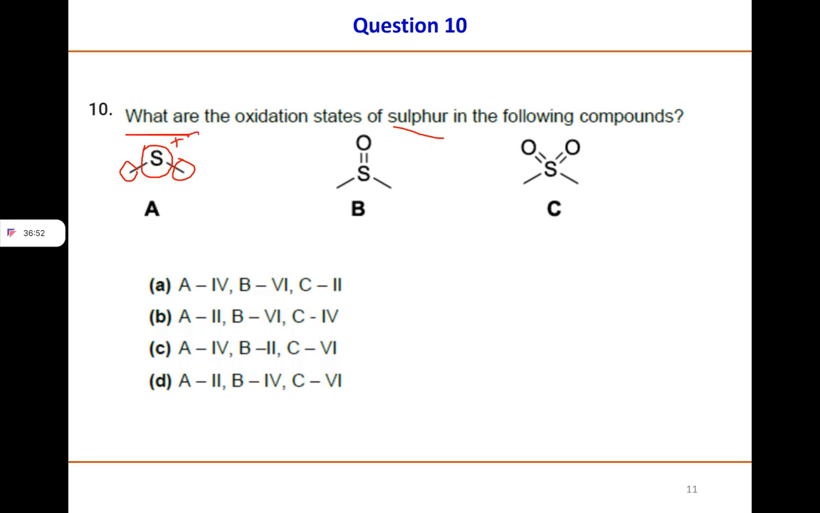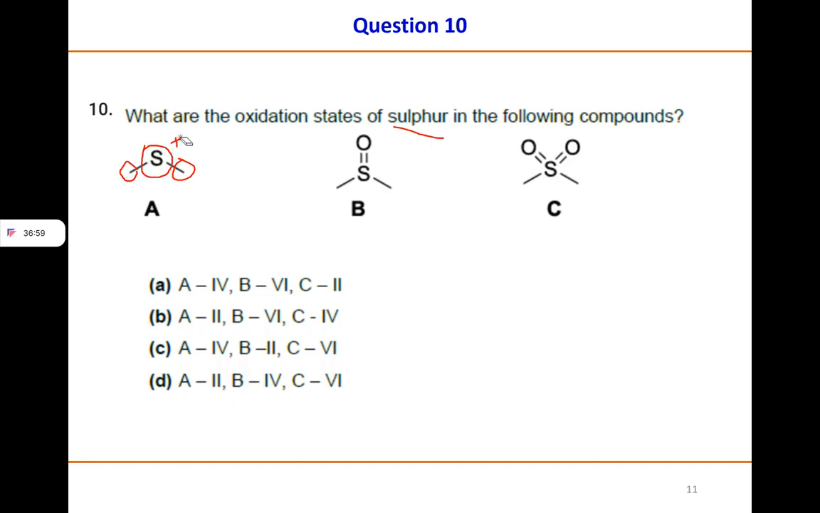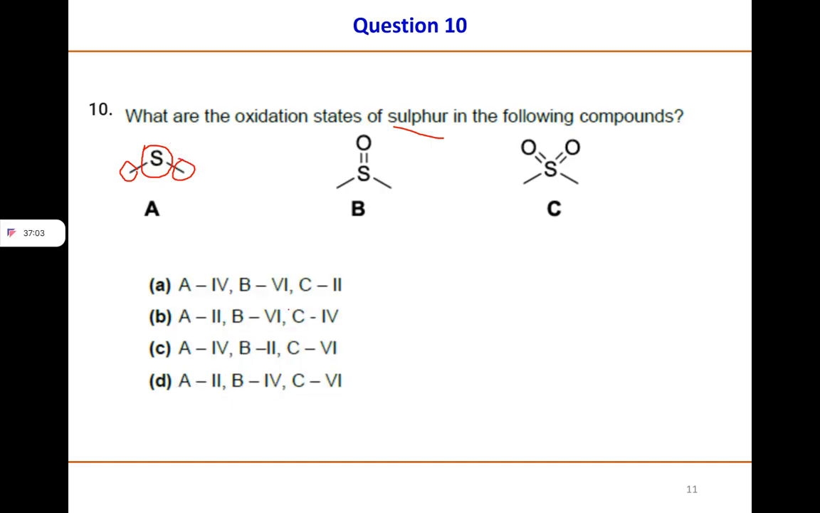We are not saying plus 2 because sulfur is an electronegative group pulling the electron towards itself. So we will write the oxidation state directly. Here two atoms are connected, so two sigma bonds are there, so the oxidation state is 2.